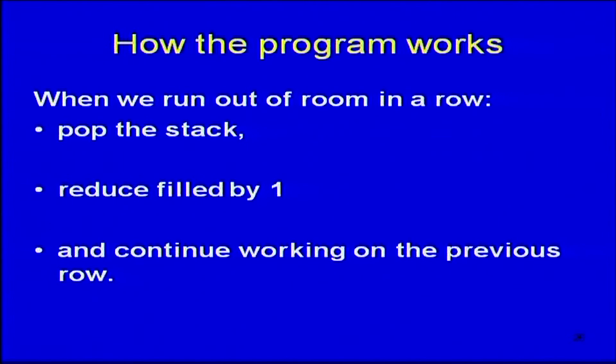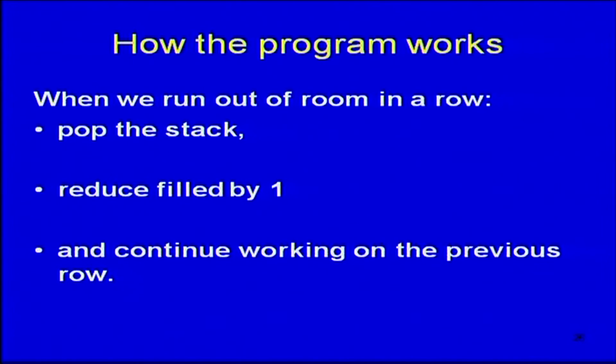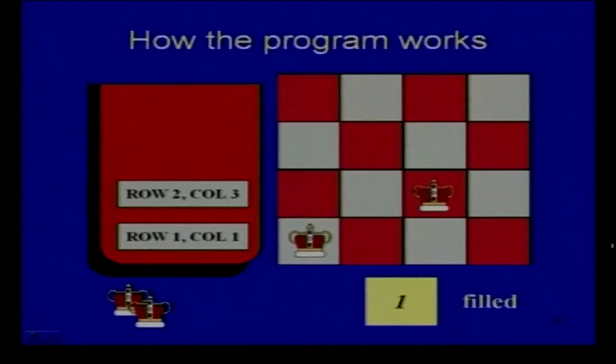Let us look at that. What this means is when you cannot place, pop it off, go to the previous row and see whether you can place it along the right or left. We will see the logic of this as we go along. So, again I will tell you, when we run out of room in a row, pop the stack, reduce filled by 1 and continue working on the previous row. So, whatever was placed in the previous row we are removing. So, that is what happens here. So, this is our position, we still have 2 queens to do, and we have reduced filled by 1.